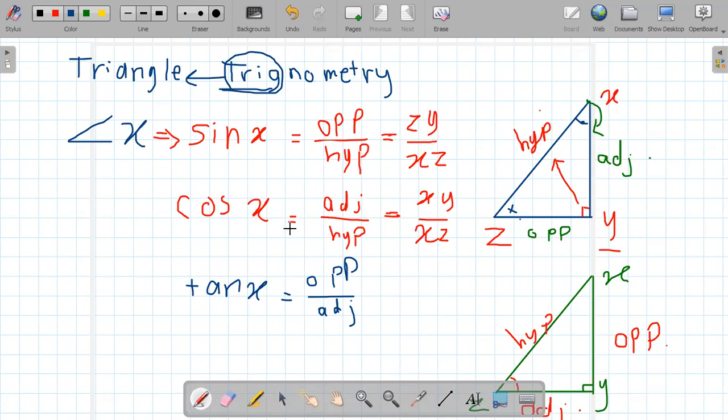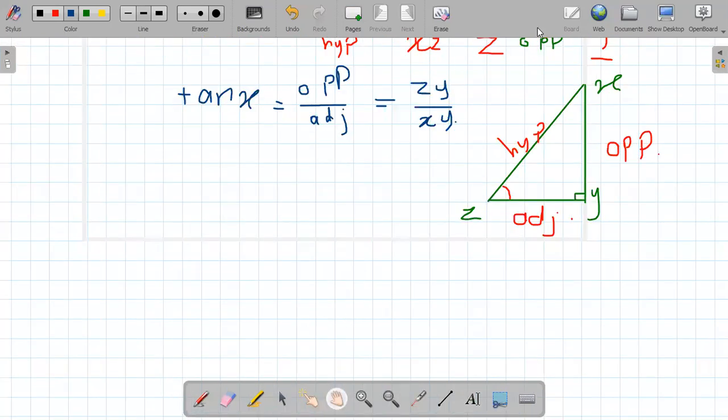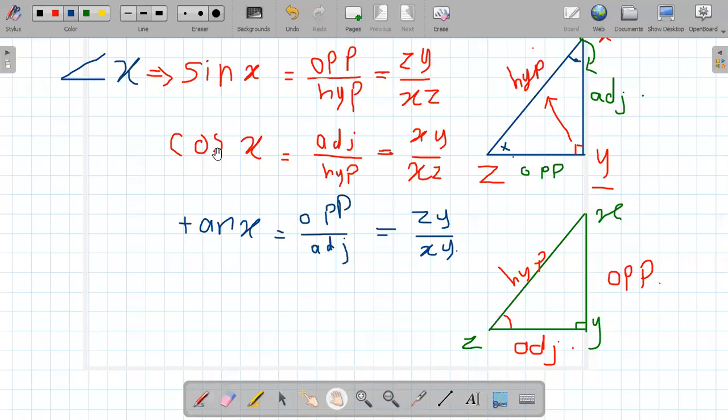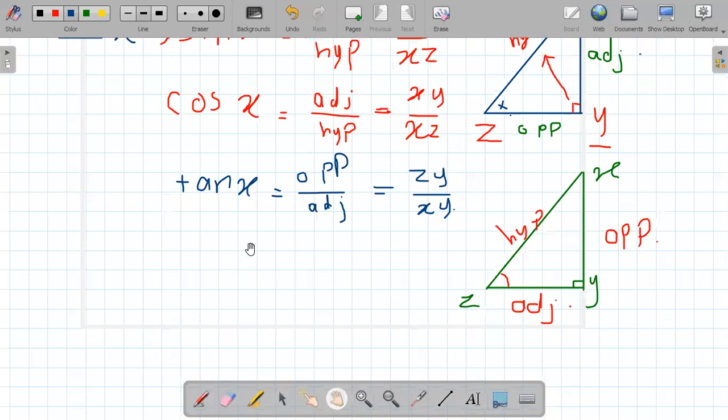You said opposite over adjacent equals what over what? ZY over XY, excellent. This is about angle x. I want to make the same trigonometrical ratios, sine x, cosine x, tan x, but for the angle y.